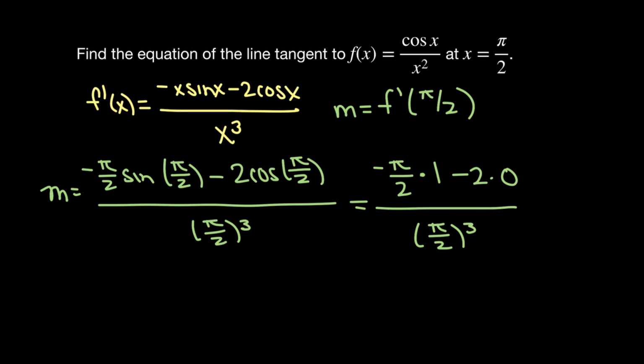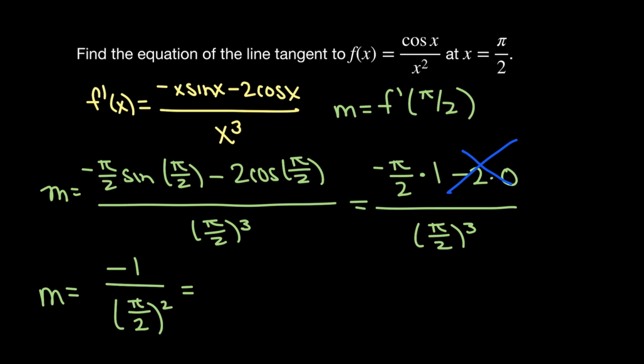Negative pi over 2 times sine of pi over 2 minus 2 cosine pi over 2 all over pi over 2 to the 3rd. Well, pi over 2, that's my 90-degree angle. So sine of pi over 2, the y-coordinate on the unit circle, is 1. And cosine of pi over 2 is 0. So that means my numerator is going to simplify down to just negative pi over 2. And then we have that divided by pi over 2 to the 3rd.